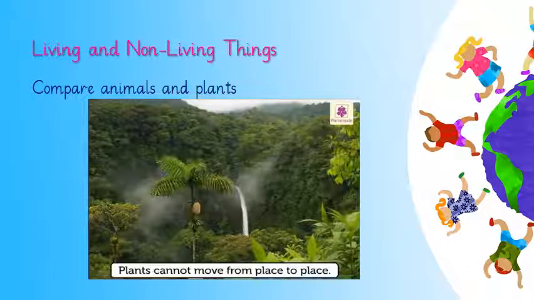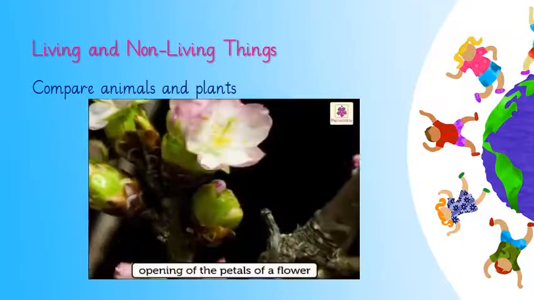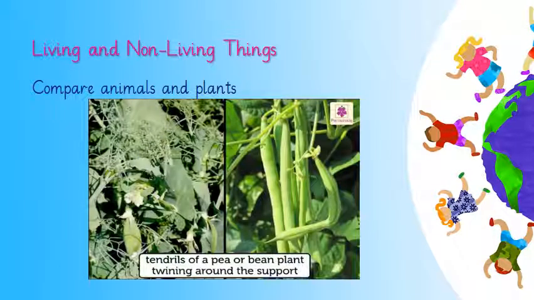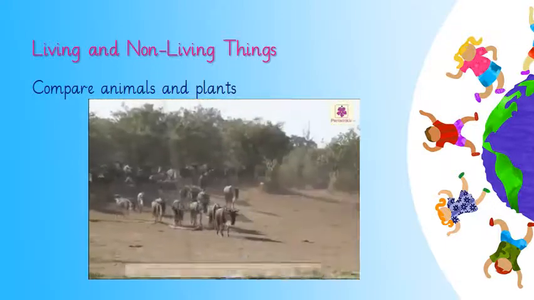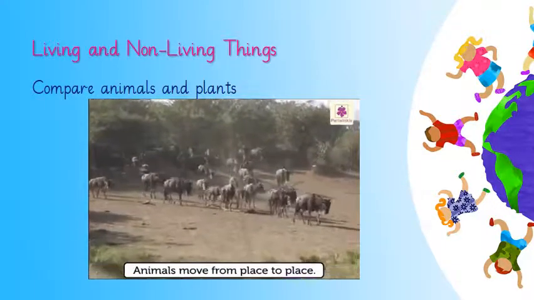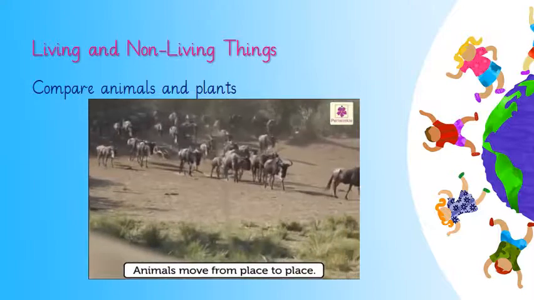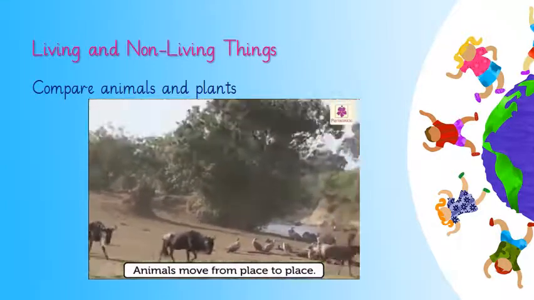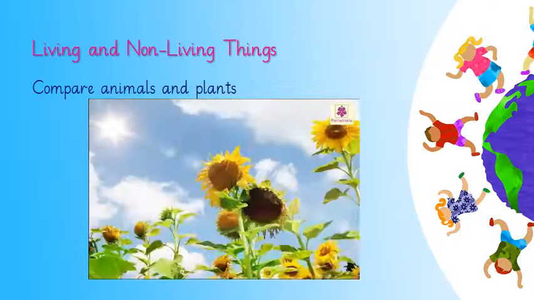3. Plants cannot move from place to place. Their movement is limited. The opening of the petals of a flower, the tendrils of a pea or bean plant twining around the support are examples of plant movement. Animals move from place to place, mostly in search of food and shelter. Their movement is conspicuous.